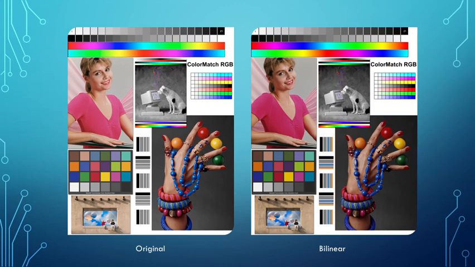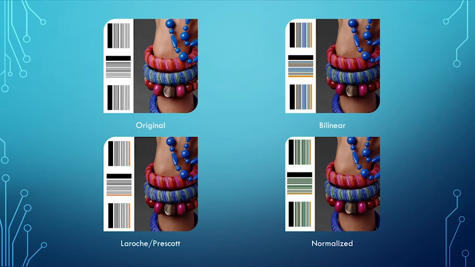The first thing you notice is that the bilinear image is a bit darker, and I only showed that one in this case because, like we determined before, bilinear and LaRoche are going to be very similar. Here's a close-up of the test image. Now, on the right-hand side, you can see the colors are all very similar, but once again, all of the interpolated methods are slightly darker. You can especially see this in the skin tone and the pinks on the bracelet.